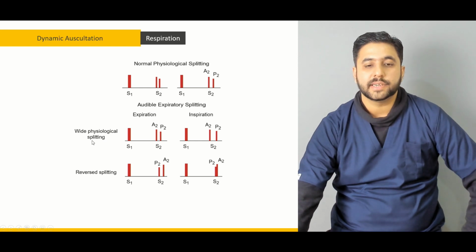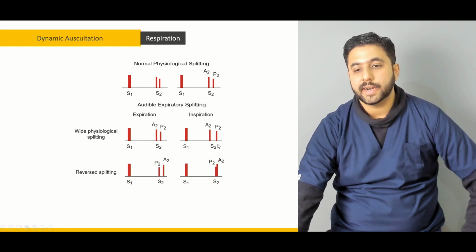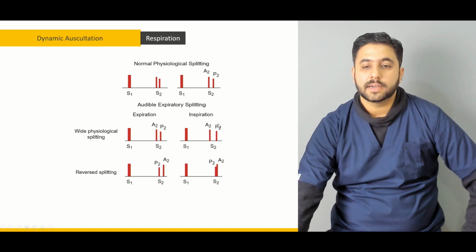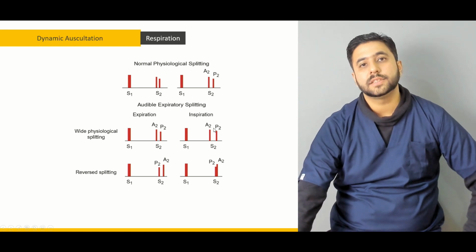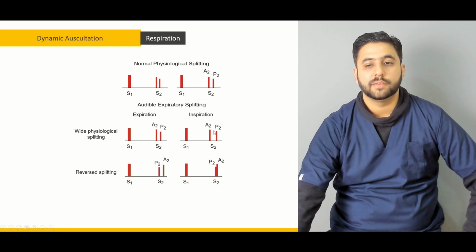What are the various conditions where this physiological split, which is generally narrow, increases? As you can compare the two here, the inspiration during the expiration, the split is kind of the same, but during inspiration, there is a widening of the split, or the P2 becomes further delayed for closure. This wide physiological split occurs in some pathology in which there is further decrease in the blood flow to the pulmonic valve, or further delayed closure of the pulmonic valve.